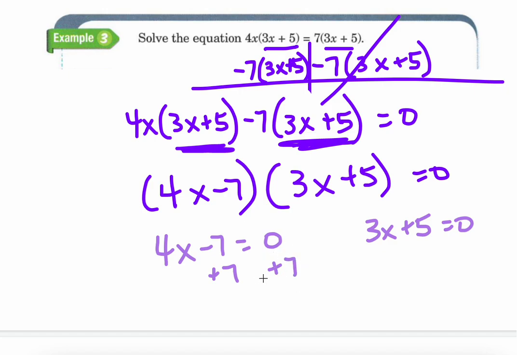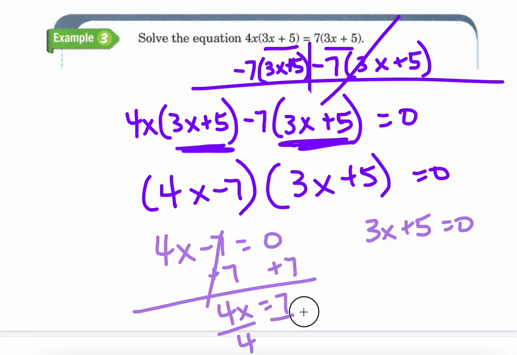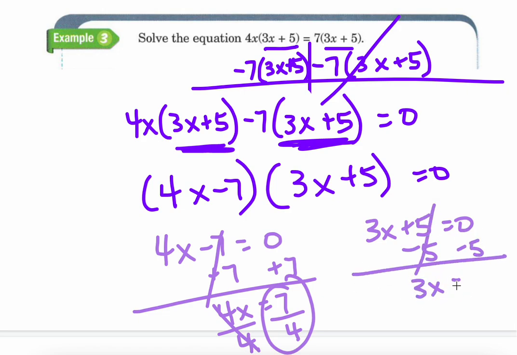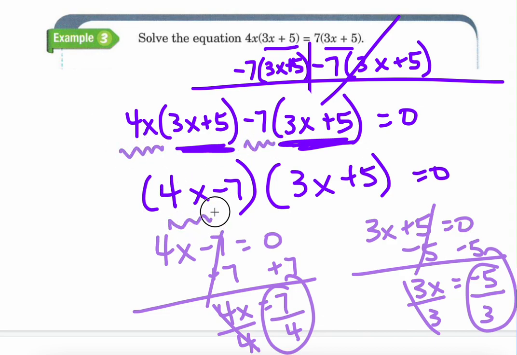Plus 7 both sides, 4x equals 7, divide by 4, divide by 4. One of my answers is 7/4. And then the other answer, divide by 3, is negative 5/3. Boom. Ooh, I feel like I just saved myself a lot of work there because it was already set up where they both were being multiplied by 3x plus 5. So then I could just take out 4x minus 7 and put that in its own binomial.